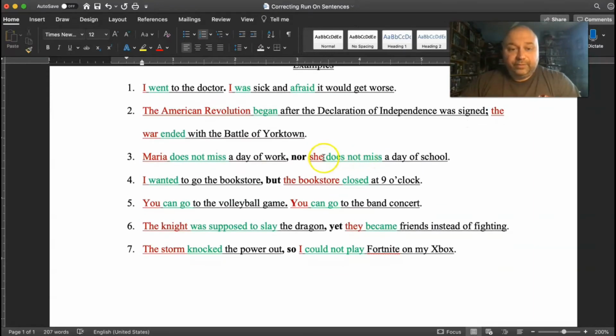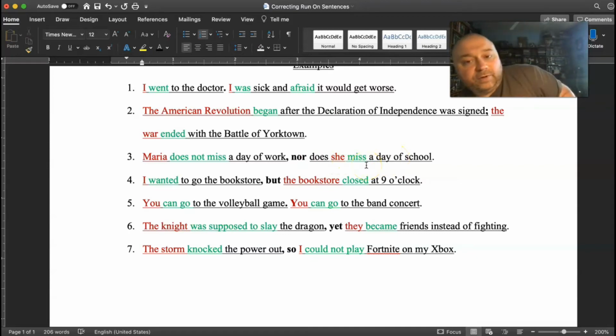Now we come down to the fanboys. Number three, Maria does not miss a day of work, nor does she miss... We need to reword this sentence, so let's look at this. Maria does not miss a day of work, nor does she not miss a day of school. So we have a problem there. So we use the comma with the fanboy, nor, because we have a neither nor situation. Okay? Neither nor does she miss a day of school. So we reword this sentence slightly. Nor does she miss a day of school. Subject, verb, complete thought.